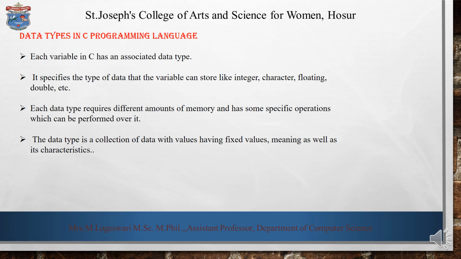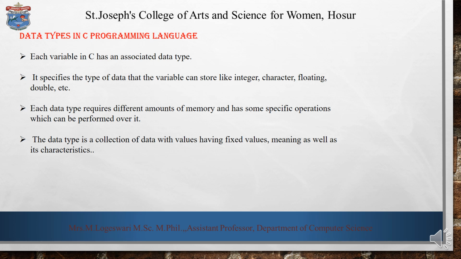Going to see data types. Each variable is associated with a data type. So what is a data type? A data type refers to a type of data. Any variable can store integers, characters, floating point and double values. Integer means it can store only whole numbers. Suppose the variable stores only whole numbers, we can declare the data type as integer. Suppose the variable stores a character, we can declare the data type as character. Each data type requires a different amount of memory. So a data type is a collection of data.